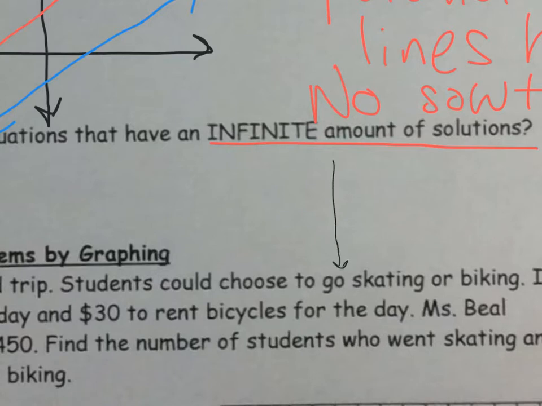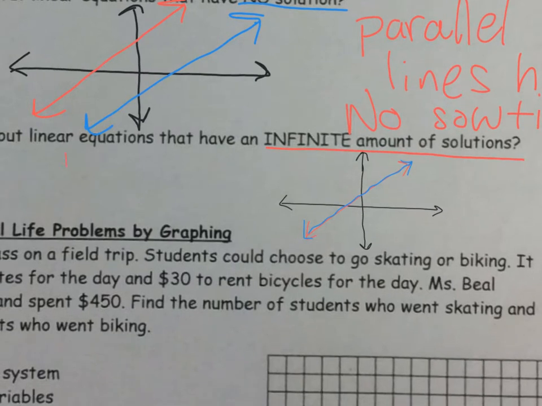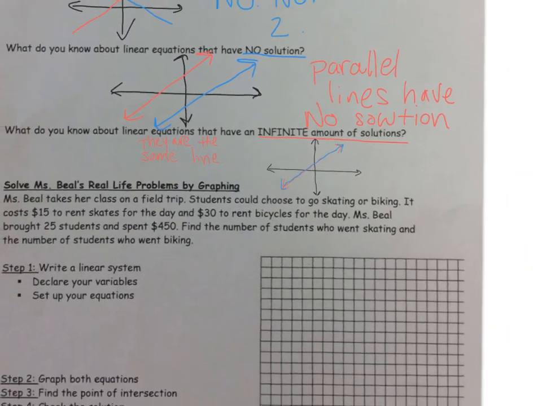Here's my drawing. If we take one line and we draw it, we're saying every point on that line is a solution for this line. So in other words, they are the same line. An infinite amount of solutions means they are the same line. You'd graph them and you'd see that every single point is the same. They are the same line.